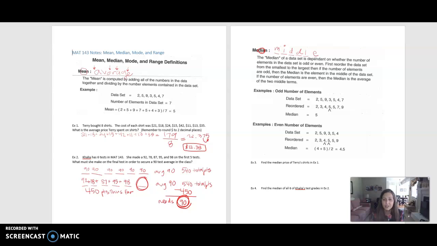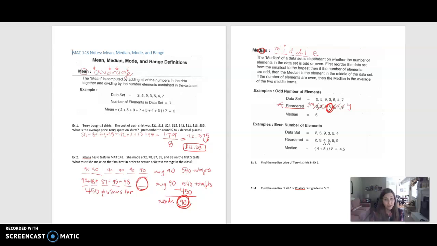If you have an odd number of sets, number one, you put them in order, okay? So the first thing you want to do is reorder them from smallest, number 2 is our smallest, to largest. That's very important. And then you just kind of cancel out. The smallest cancels with the largest, the second smallest cancels with the second largest, the third smallest cancels with the third largest. And so my median is 5. It's just the one that's slap dab in the middle.